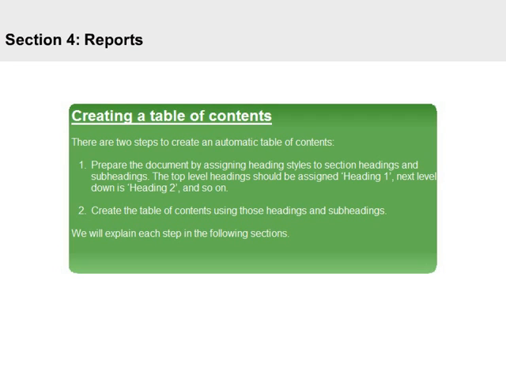Creating a table of contents. There are two steps to create an automatic table of contents. 1. Prepare the document by assigning heading styles to section headings and subheadings. The top level headings should be assigned heading 1, next level down is heading 2, and so on. 2. Create the table of contents using those headings and subheadings. We will explain each step in the following sections.